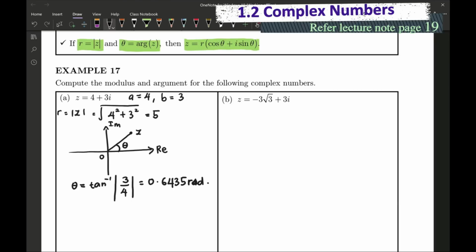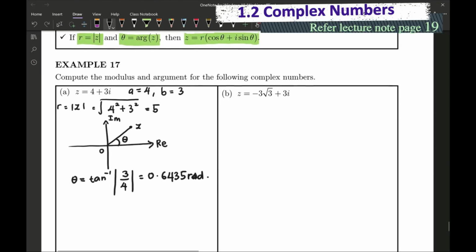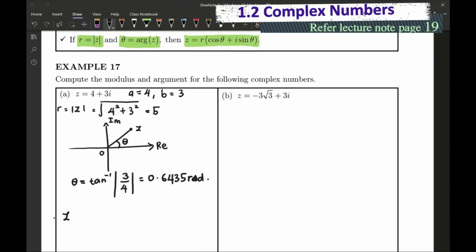Alright, so when we have our r and we have our theta, what's the purpose of finding r and theta? To convert it into polar form. So our polar form will become z equal to r cos theta plus i sin theta. And that's the answer for our example 17a.